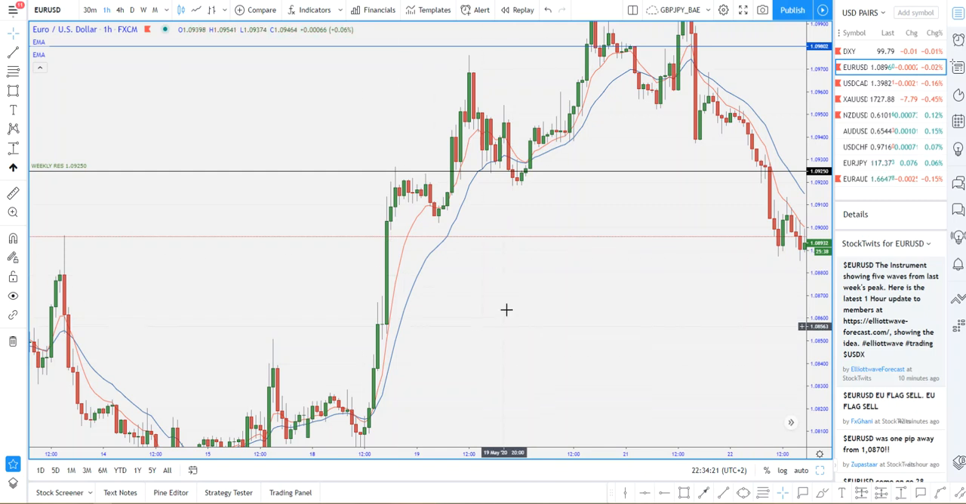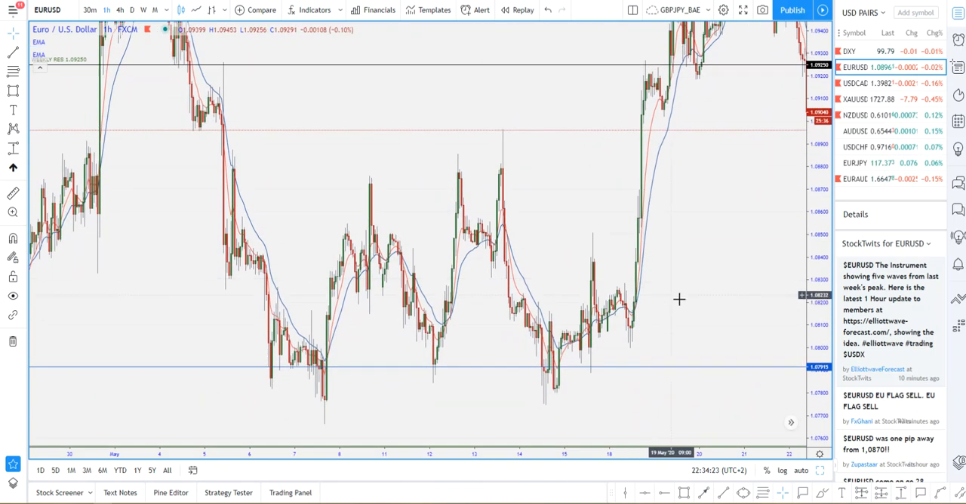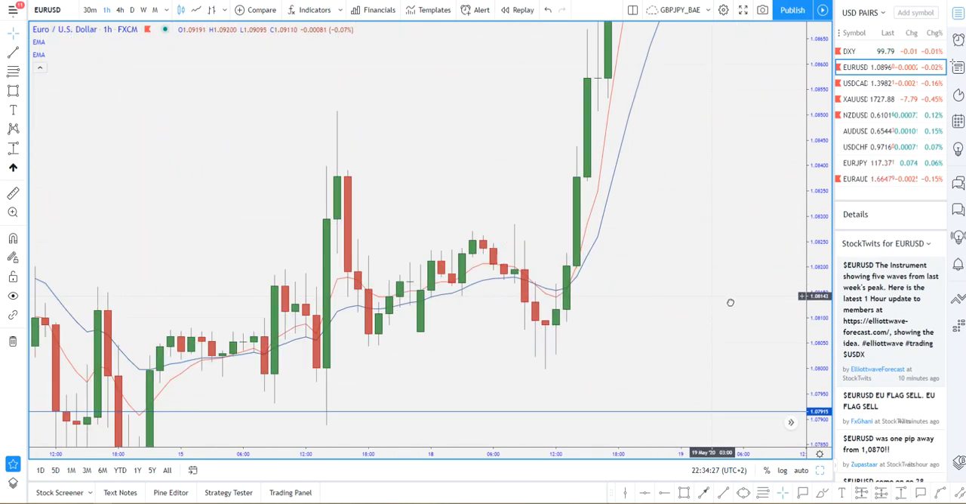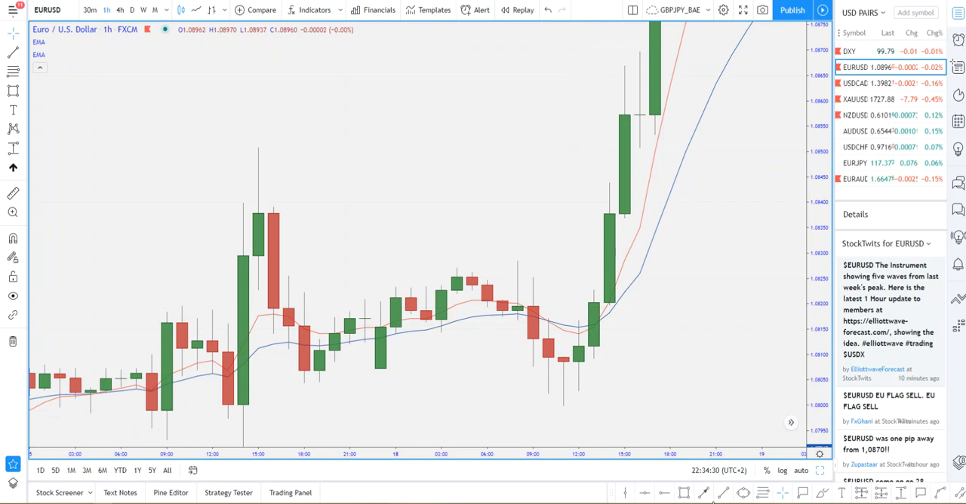When the red is above the blue, then the market is on a bullish trend. So this is what we're only looking for on the moving averages. We're just looking for the cross on the EMAs. If you can clearly identify the cross, after the cross, then you can actually take entries going up.